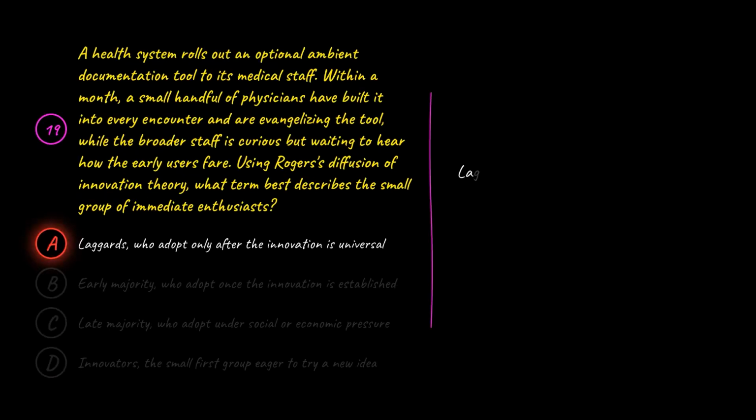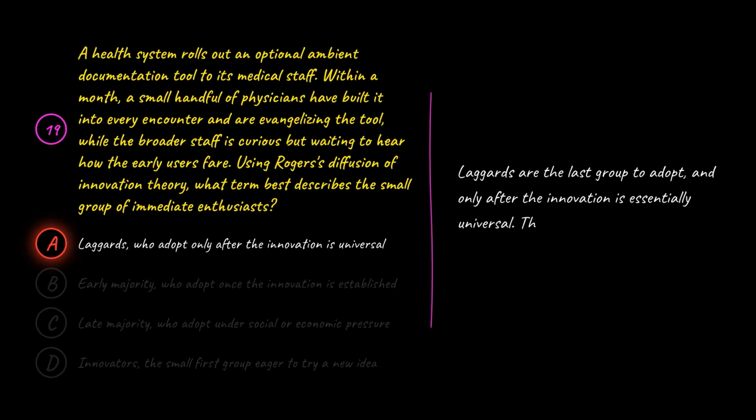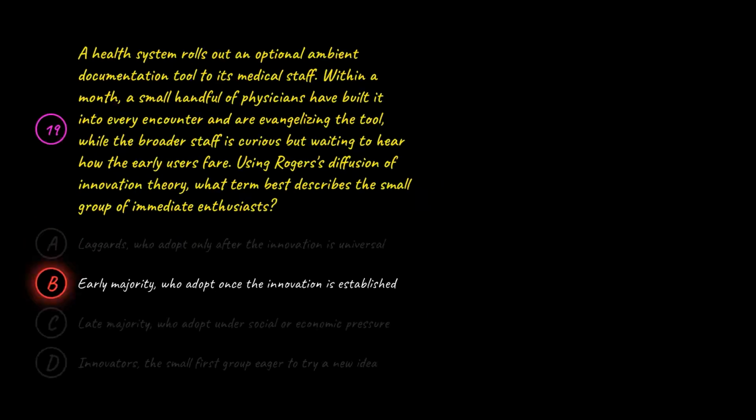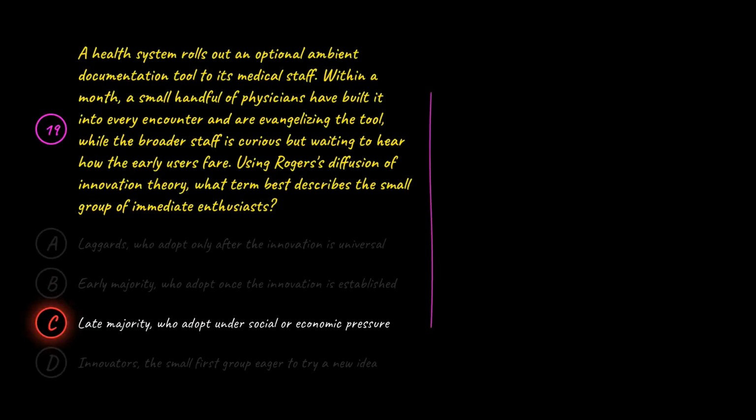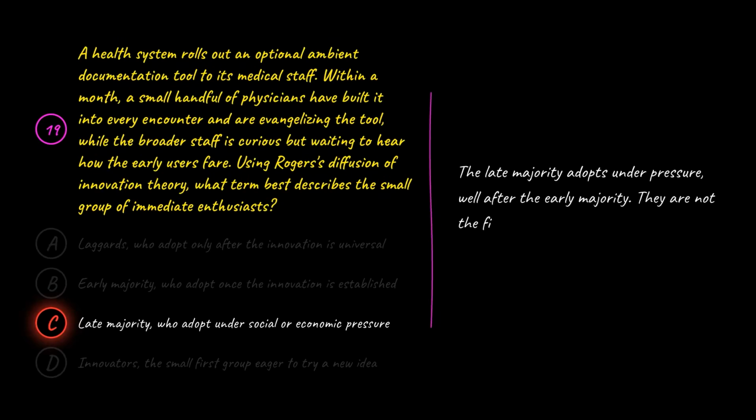A is wrong because laggards are the last group to adopt, and only after the innovation is essentially universal. The scenario describes the first group to engage, not the last. B is wrong because the early majority adopts after the innovation has been established by earlier groups. The scenario is at the very start of adoption. C is wrong because the late majority adopts under pressure, well after the early majority. They are not the first enthusiasts the scenario describes.